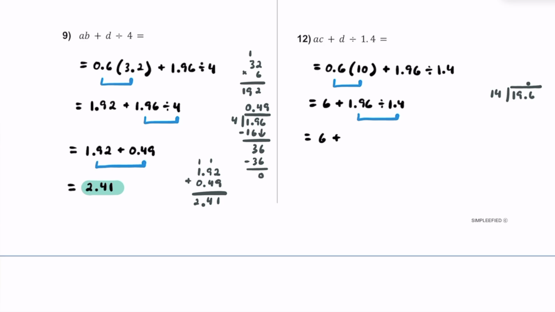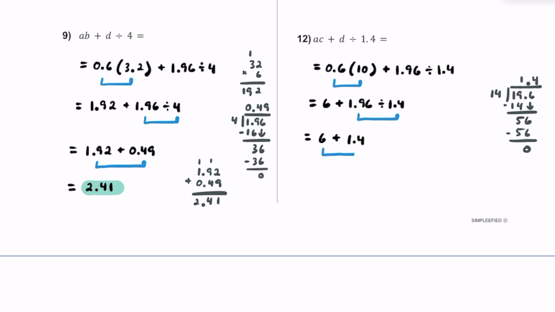14 doesn't go into 1, but it goes into 19 once. 1 times 14 is 14. If we subtract here, the remainder is 5, and you bring down the 6. Now let's see, 14 times, I think it's 4. 14 times 4 is exactly 56. The remainder here is going to be 0. So it looks like our quotient here, or the answer to the division problem, is going to be 1.4.